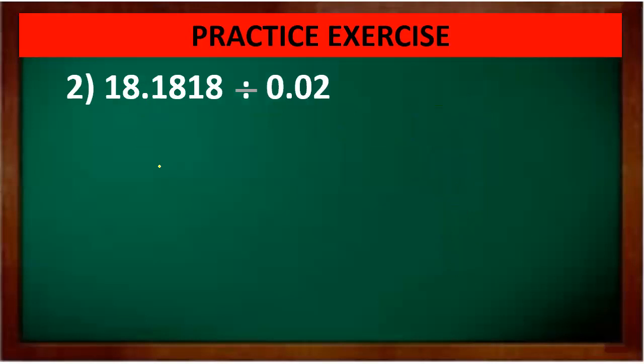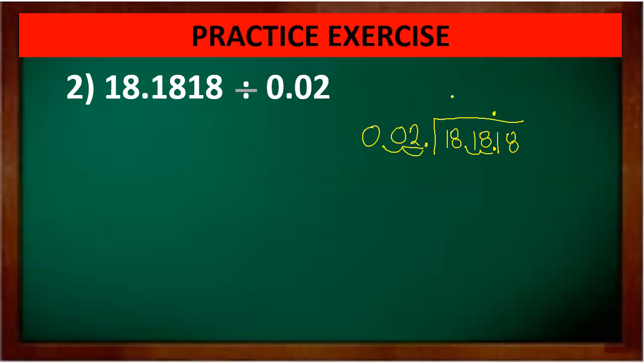Next is we have 18.1818 divided by 0.02. Okay, so medyo maraming digits to. So 18.1818 divided by 0.02. So let's make our divisor a whole number by moving 2 places to the right. So whole number na 2. So i-move din natin 2 places to the right. So dito na yung new decimal point natin. Ilalagay din natin doon sa quotient natin and proceed with division.